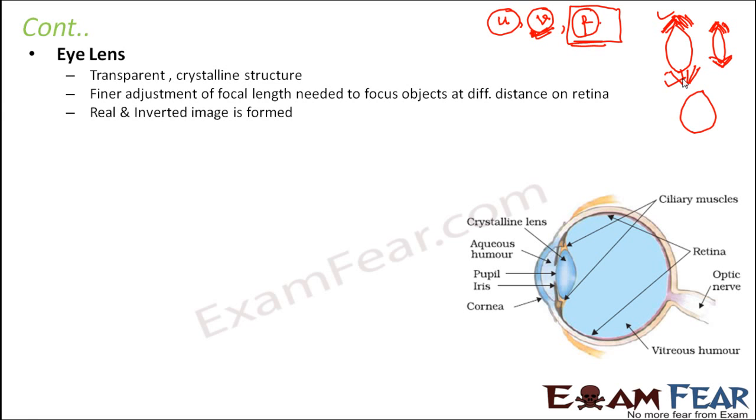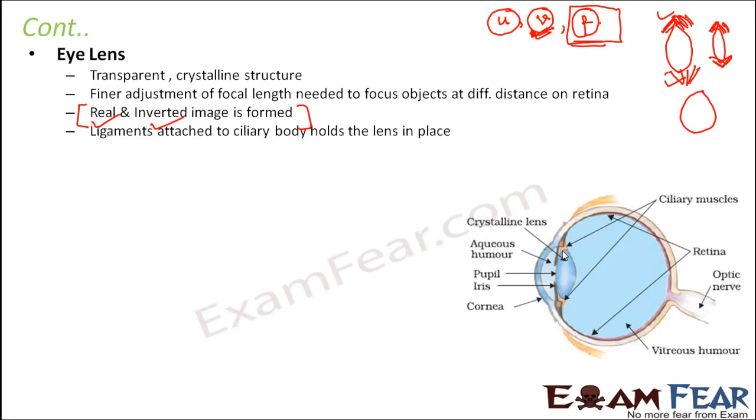And the image which is formed on the retina is always a real and inverted image, because for most of the cases, the image formed with a convex lens is real and inverted. The ligaments attached to the ciliary body hold the lens in place. Where the ciliary muscles join the lens, there are certain ligaments which actually hold the lens in place.